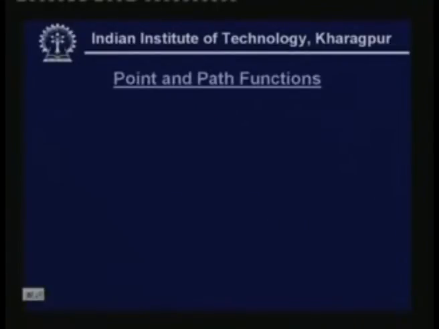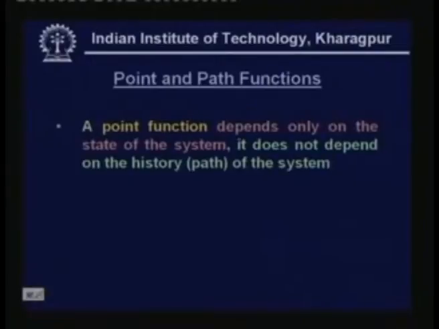Now let us define thermodynamic functions. Thermodynamic functions can be either a point function or a path function. A point function depends only on the state of the system and it does not depend on the history or path of the system. That means it depends only on the initial and final states. It is independent of the path. Examples of point functions are temperature, pressure, density. These are all examples of point functions.